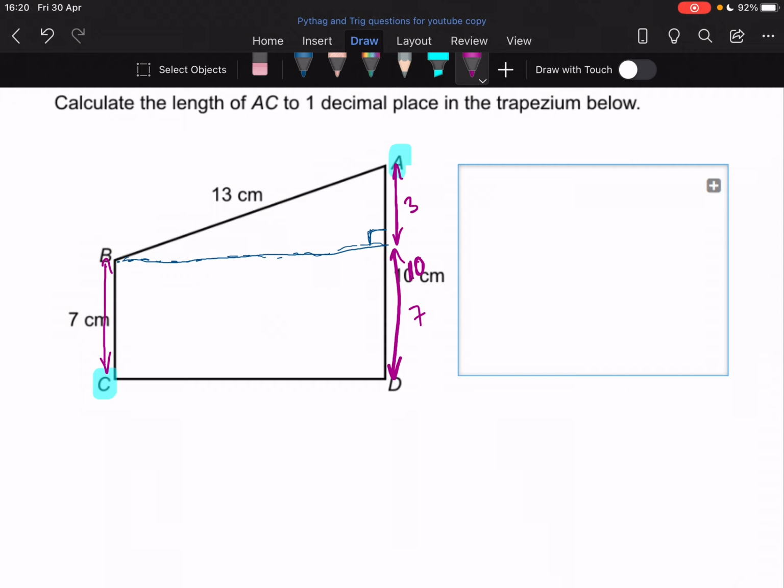Okay. So then that means that bit has to be 3. And let's take that 10 off so we don't confuse people. So now we've got 2 lengths and we said we're going to work out a third length. So what are we going to use, Miss?